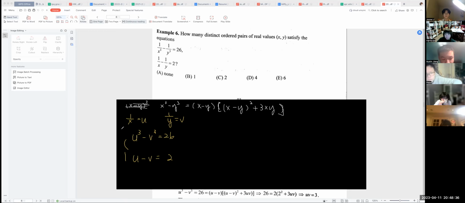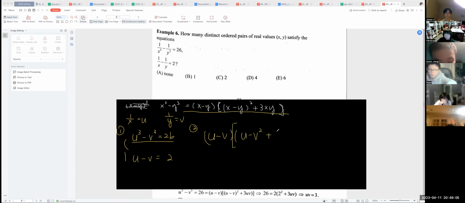Okay, so that's the first step, everybody. Let's take a look at the second step. The second step is I want to transfer something into a product. Remember when I say the product is always better than the sum or the difference. June, remember that's the first thing I told you when we started this class, correct? Okay, so how do we do it? I give you this equation: (u minus v) times ((u minus v) squared plus 3uv).